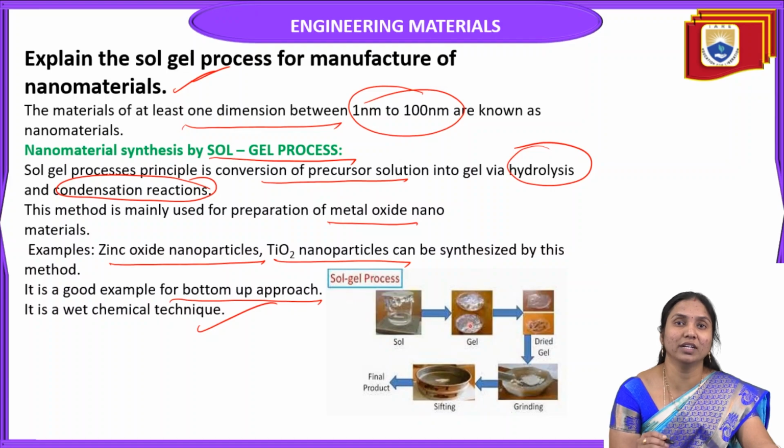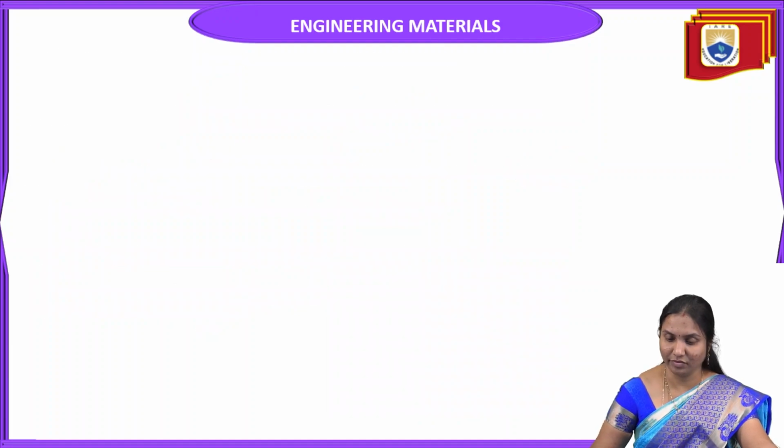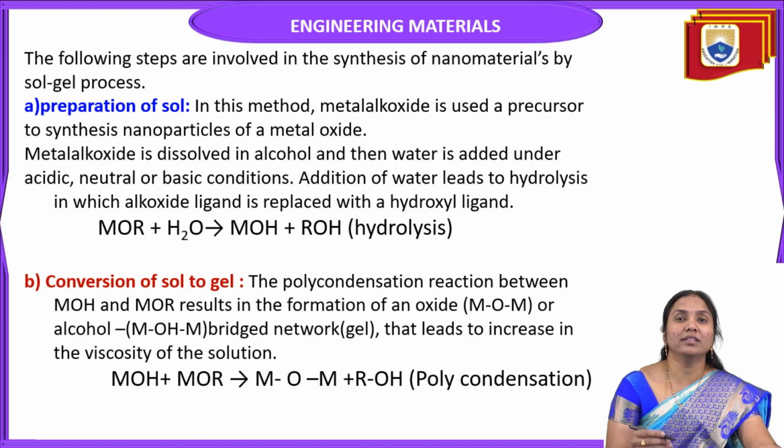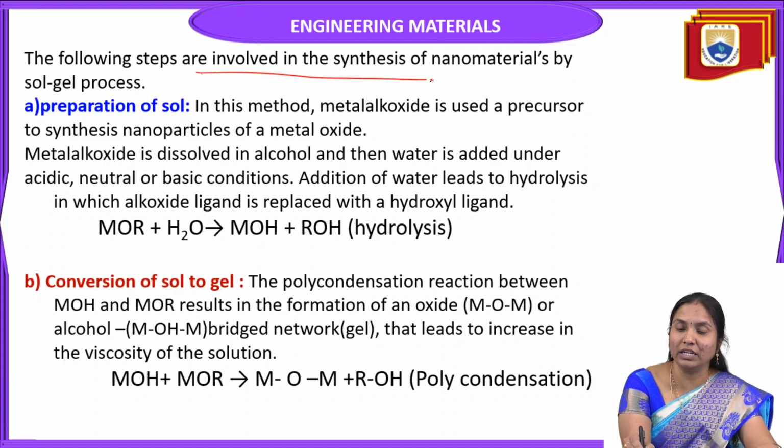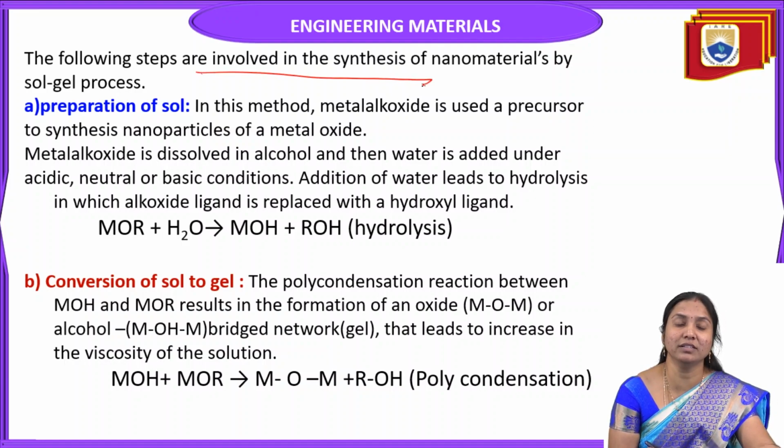So in the sol-gel method, we are preparing metal oxide nanomaterials. The main principle involved is conversion of precursor, that means sol, into gel via hydrolysis and condensation reactions. So what are the steps involved in the synthesis of nanomaterials by the sol-gel process?